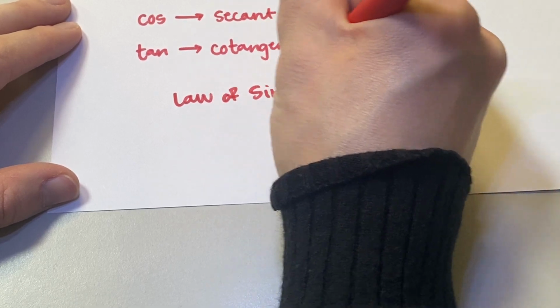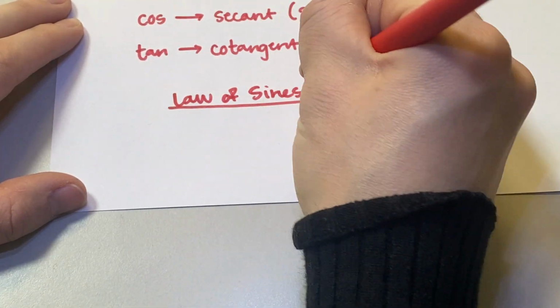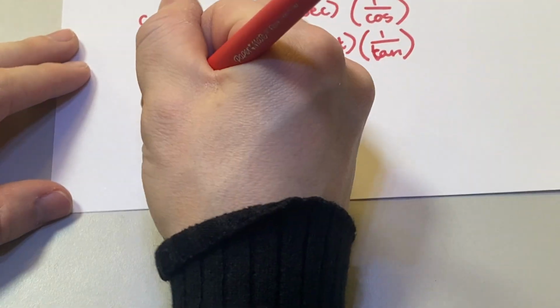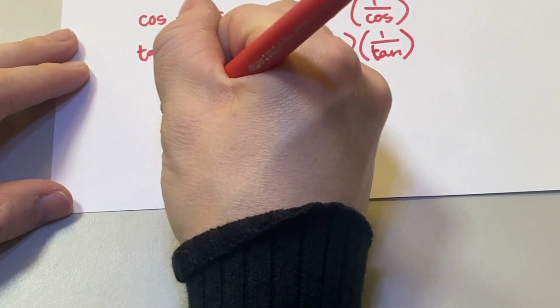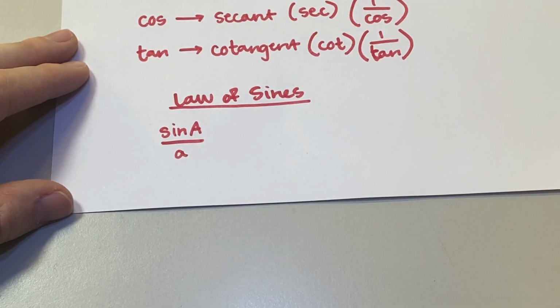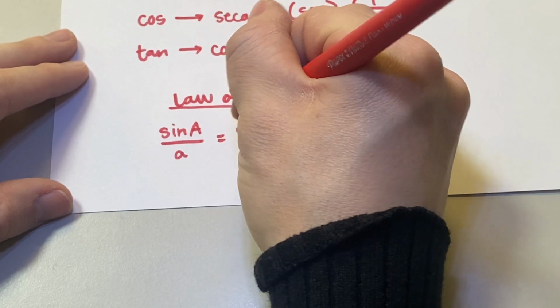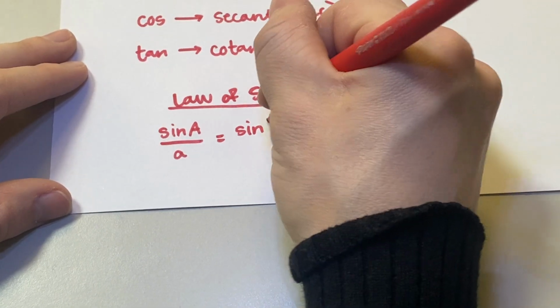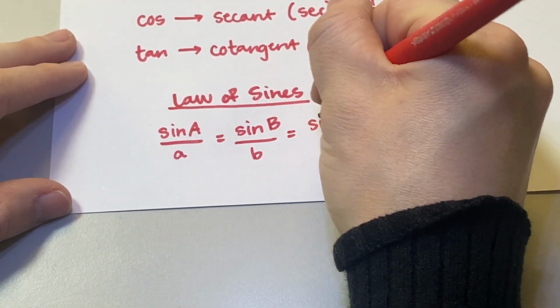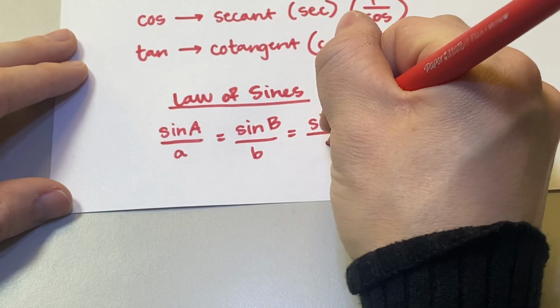The little formula that's going to help us here is called the law of sines, if you remember from last time. The law of sines is basically a ratio. The sine of angle A over its side A is proportional, or equal, to the sine of angle B over its side B. That's also proportional to the sine of angle C over its side C.